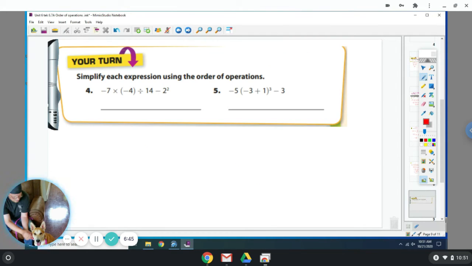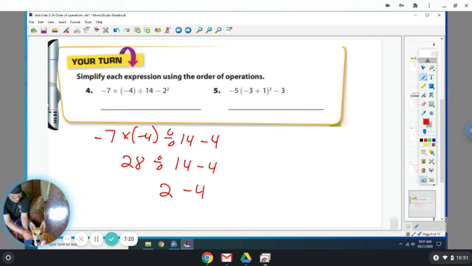Okay, now you try these. So we're going to do the exponent first. We're going to do 2 squared, which is 4. So negative 7 times negative 4 divided by 14 minus 4. A negative 7 times a negative 4 is a positive 28. Divide by 14 minus 4. So 28 divided by 14 will be 2. Minus 4 is negative 2.